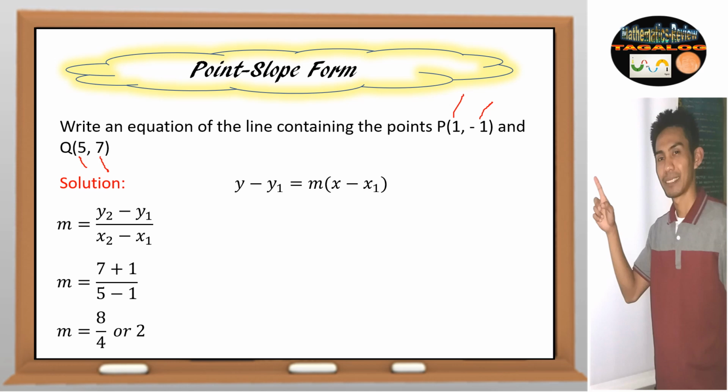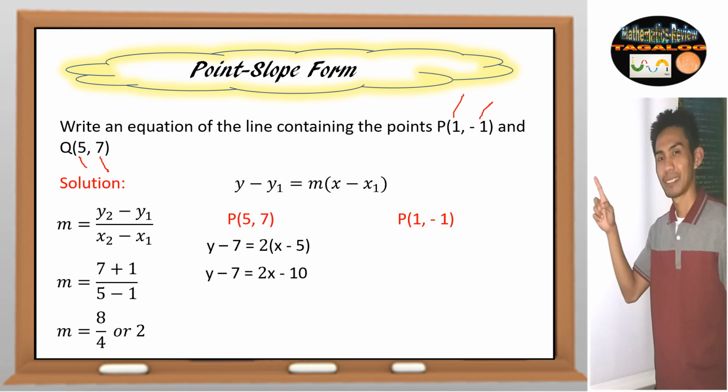Then using y minus y sub 1 is equal to m times x minus x sub 1. So, substitute lang po natin yung 2 for m. Then kahit saan po ang gamitin natin dyan, pwedeng P at Q. So, unahin natin si P, si 5, 7. So, y minus 7 is equal to 2 times x minus 5.